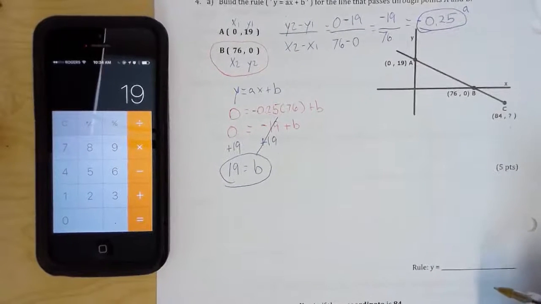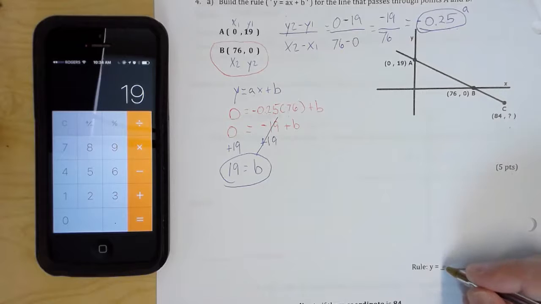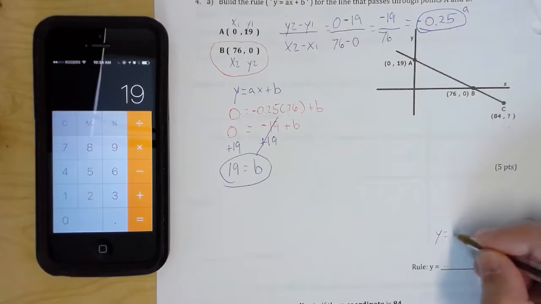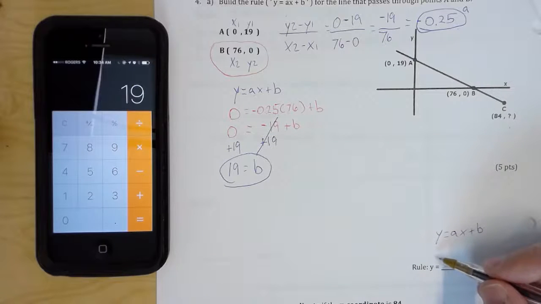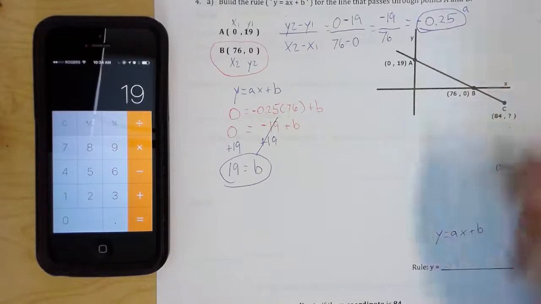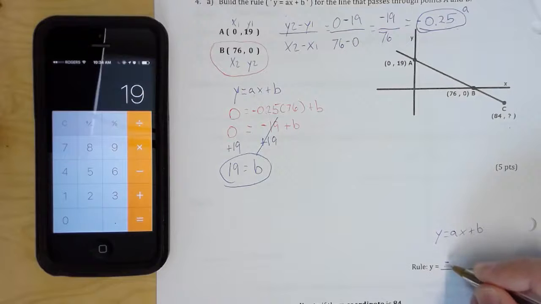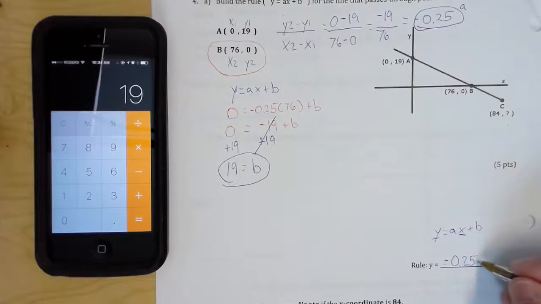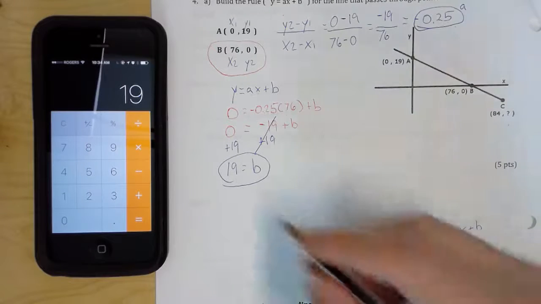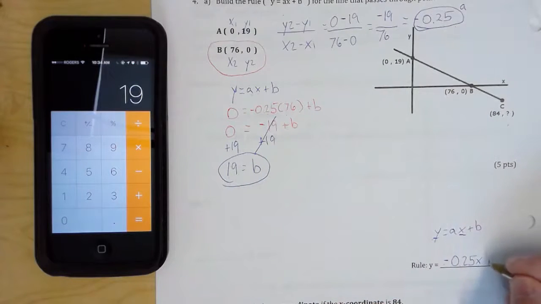Now we're going to write in our rule all the way at the bottom over here. So our rule is y equals, and remember, it's based on y equals ax plus b. We're going to keep our y as y. We're going to put in our a, which is up here, negative 0.25. We're going to keep our x, because the y and the x could be any coordinate. And then we're going to put in our b, which is 19. And that's how you find the rule to get full marks.